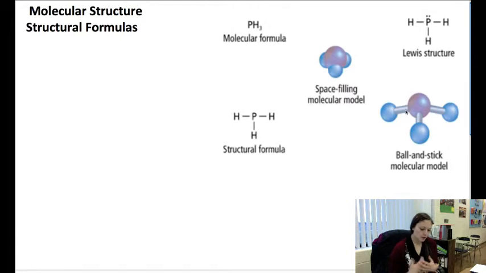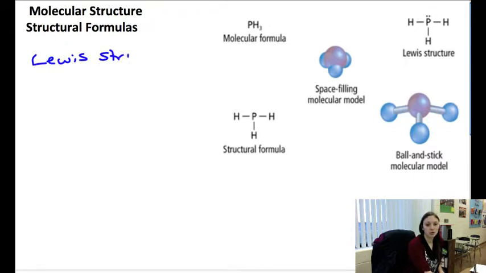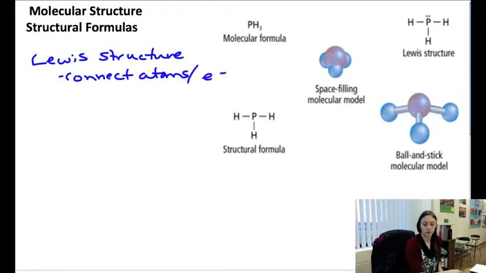So the most useful structure is probably what we call a Lewis structure. And that's a term that I have used before, but the Lewis structure is just a way to connect all of the atoms together, and it also shows you all of the electrons. Okay, you can see where all the valence electrons are, or where all the lone pairs are. That's probably the most useful one. So what we're going to look at now is how to draw these Lewis structures.